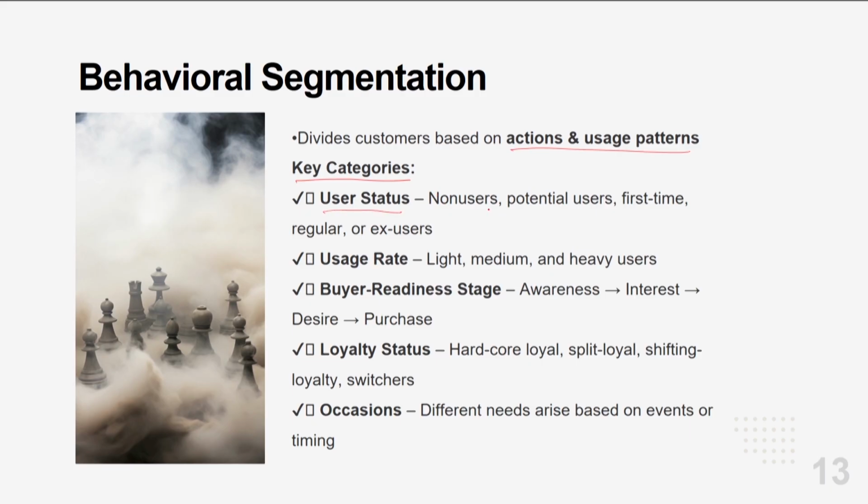User status. User status is non-users, people who have not actually come up and used that particular product or service. Potential users who may fall into the funnel. First time users, people who are just dabbling or experimenting with it. Regular users, people who have been going on with it, and ex users who have used but say no thank you anymore. So that way you are able to find out what the status is for specific users or specific categories of them.